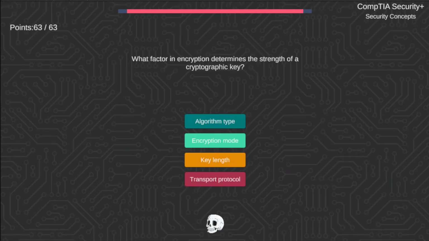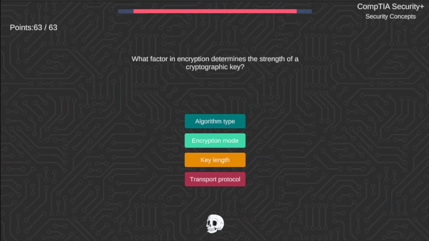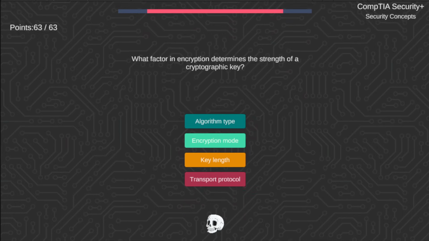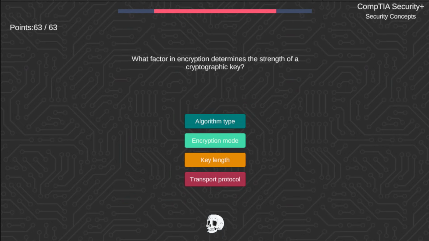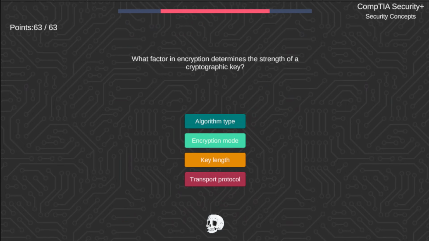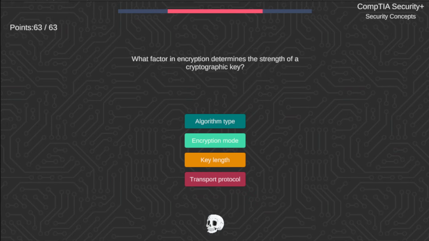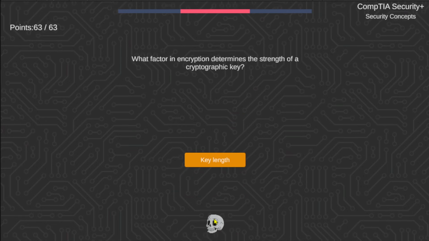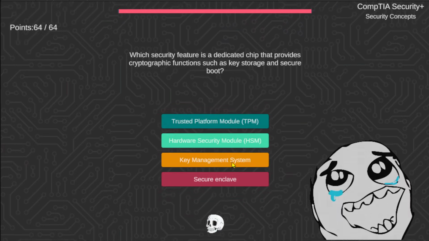What factor in encryption determines the strength of a cryptographic key? Algorithm type, encryption mode, key length, or transport protocol? The strength of a cryptographic key. Correct answer is key length.